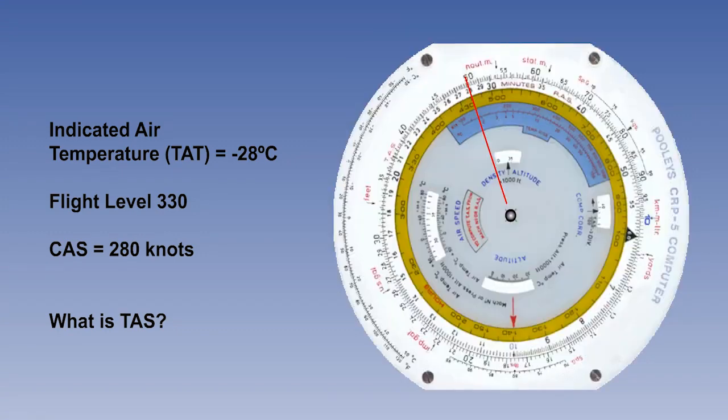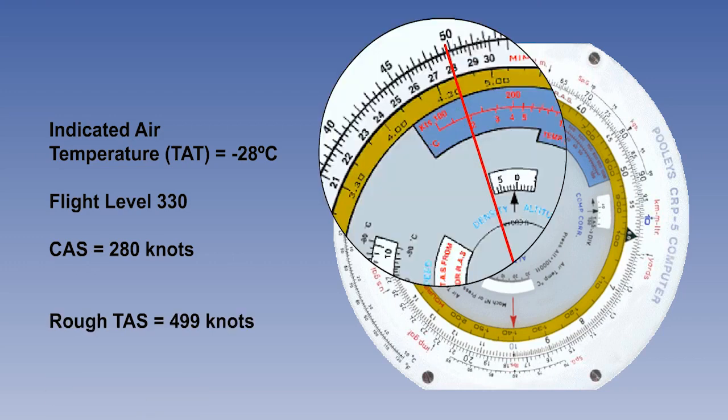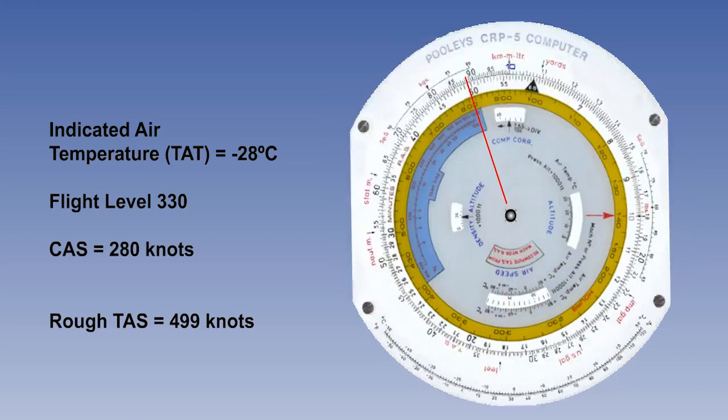Now read off the approximate TAS on the outer scale against the CAS of 280 knots on the inner scale. What do you get? You should have 499 knots TAS. Now, although in step 1 we are calculating only an approximate TAS in order to find the ram rise, it is still worth getting it as accurate as we can.